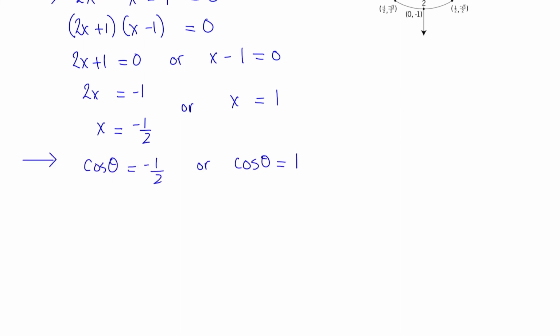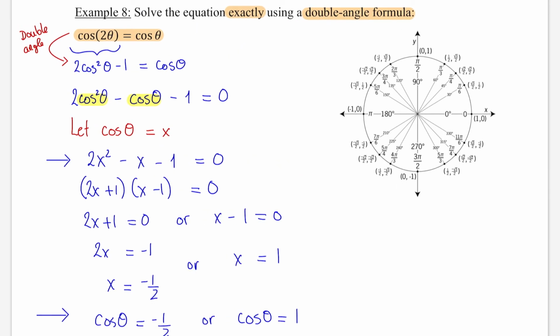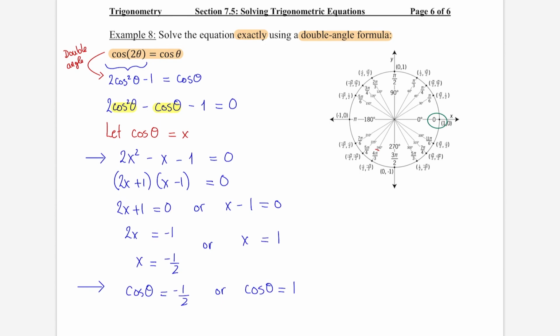From here, I'll look for the value of theta that makes cosine of that value equal negative 1/2. Also look for the value of theta that makes cosine of that value equal 1. Here is my unit circle. Cosine of theta equals 1. What is theta? Theta is right here. Cosine of 0 equals 1. So theta is 0.